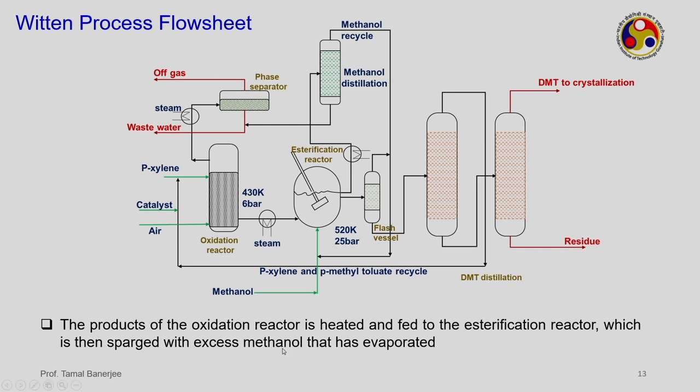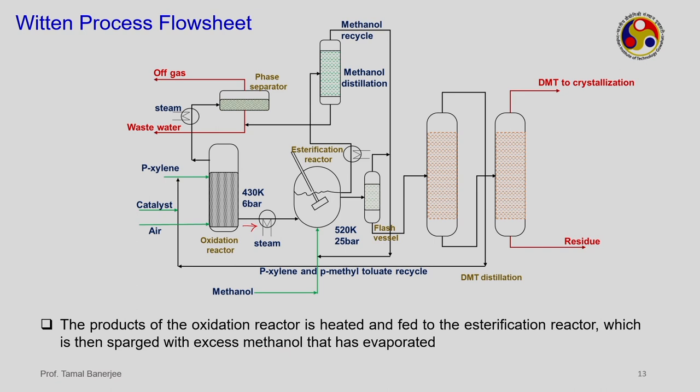Okay, the products of the oxidation reactor are heated and fed to the esterification reactor, which is then sparged with excess methanol that has evaporated. Now the remaining products coming here will be the mixture of all the intermediates, and you send it to the esterification reactor. So here you need to form both paramethyl toluate as well as the final product, that is dimethyl terephthalate. Okay, so the products are heated with the steam and fed to the esterification reactor, which is then sparged with excess methanol.